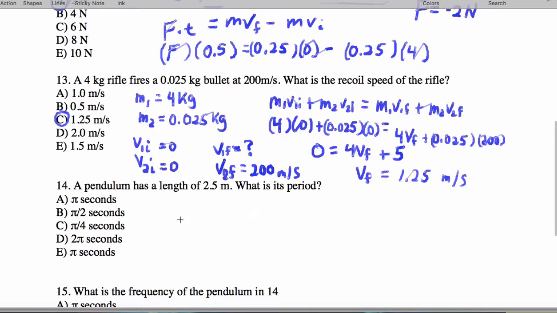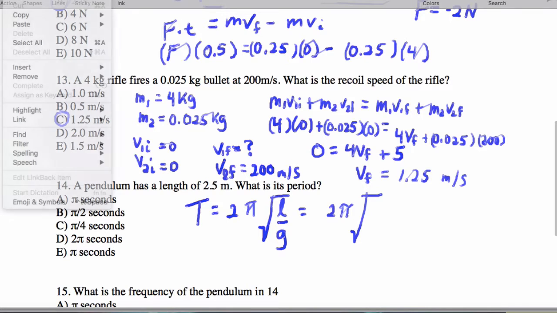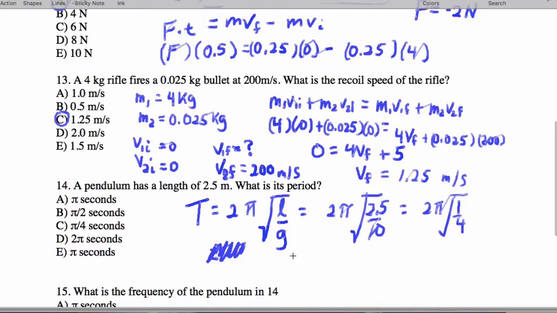Now, a pendulum has a length of 2.5 meters. What is its period? That's T equals 2 pi square root of L over G. That's going to be 2 pi. L is 2.5. G is 10. That's going to be 2 pi times the square root of 1 over 4. It's going to end up being 2 pi times 1 half, which is just pi seconds.